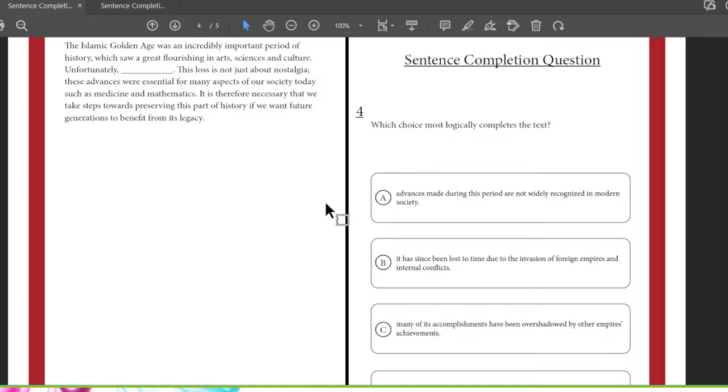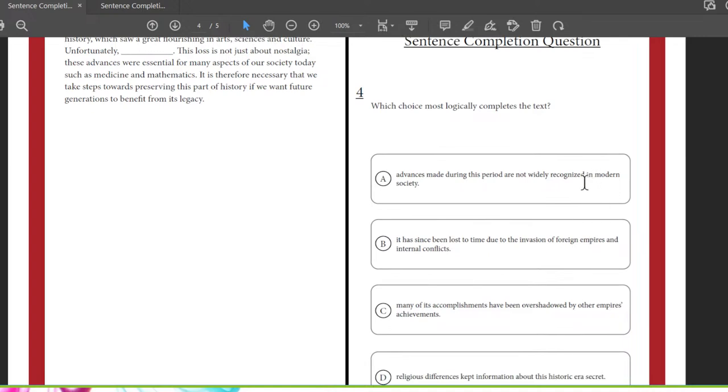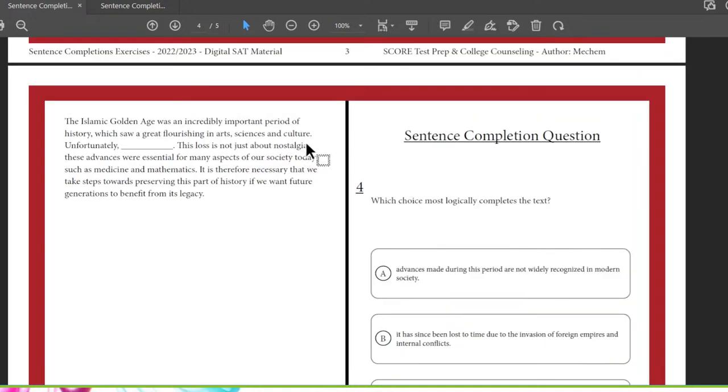Okay, so in this particular case, I don't feel like there's a lot of connections in the rest of the paragraph to the ideas in these answers. So I need to try to focus on the words and see if I can sort of match up some of the words. And again, I want to do this where I just read a little bit of before this, because unfortunately this is not enough context. So I'm just going to read this. I say, okay, the Islamic Golden Age is an incredibly important period of history, great flourishing of arts, science, and culture. Unfortunately, this, and then this loss is not just about nostalgia. There's something about this loss that I might want to focus on here.